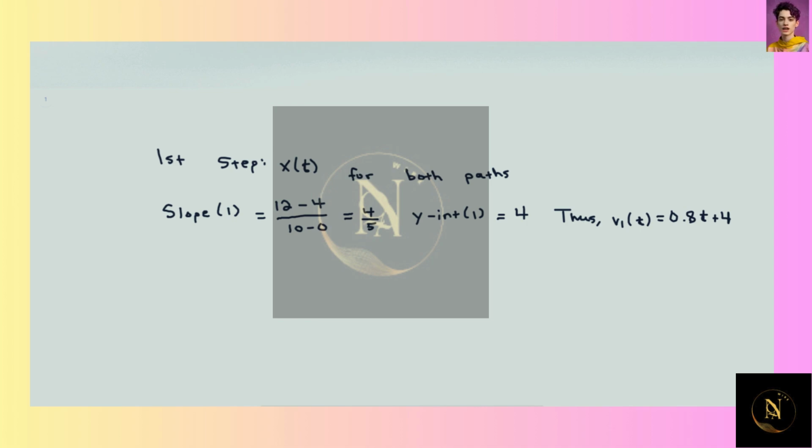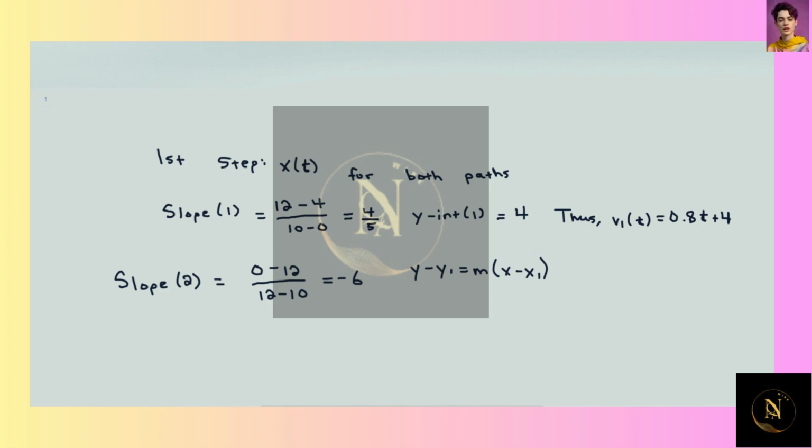Since the second path is hard to determine the y-intercept off of, we have to use something called point slope form. We're still going to need the slope of the second path. So the slope of 2 is y2 minus y1, which in this case is 0 minus 12 over 12 minus 10, being x2 minus x1. That ends up being negative 6. So now we have to use point slope form, which is y minus y1 is equal to m times x minus x1.